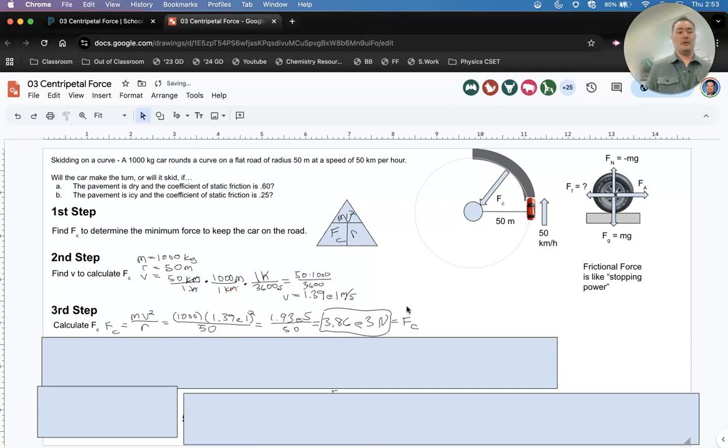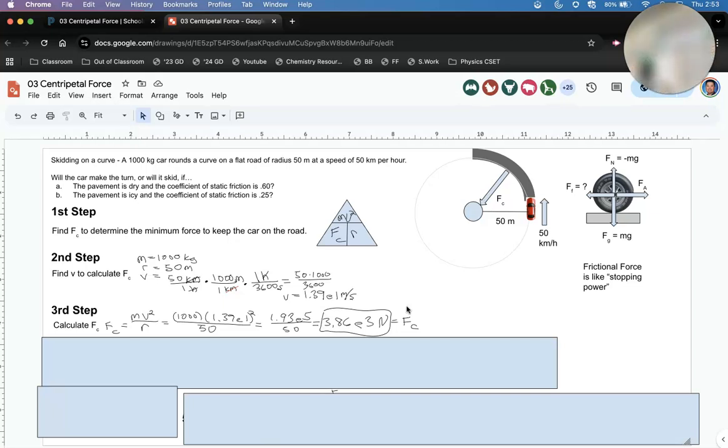Correct. 3.86 E3. Now I'm putting N here for newtons because that's the units for force. You don't need to have that for your exam, but we will see the units of newton later on this semester, probably in December. But newtons is how forces are measured. Meters per second is how velocities are measured.